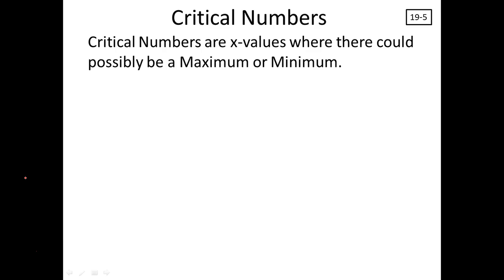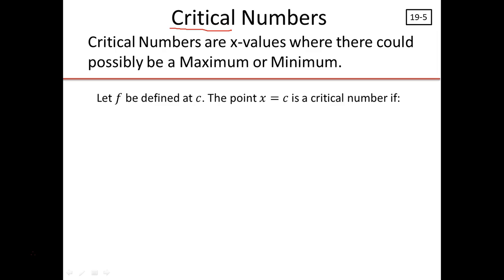So where are critical numbers? Think also what the word critical means. The word critical means something that's very important. So what are the important numbers or the important x values of a function? And there are going to be two places. So let f be defined. The point x equals c is a critical number if f prime of c does not exist or f prime of c equals 0. So those are the 2 points where you might have a critical number.